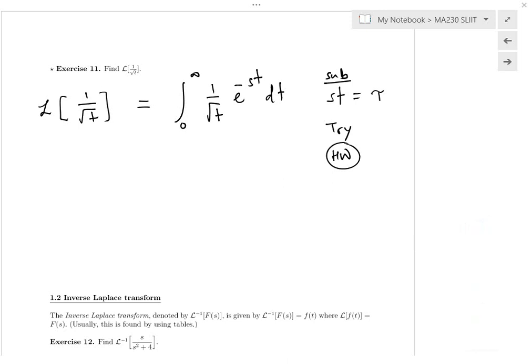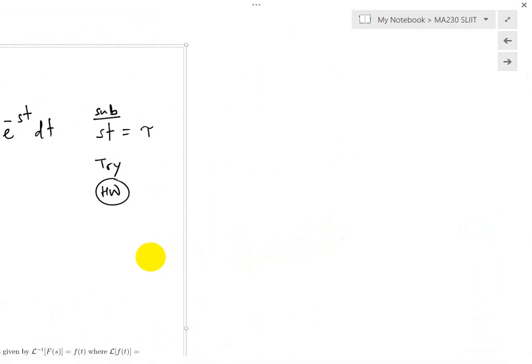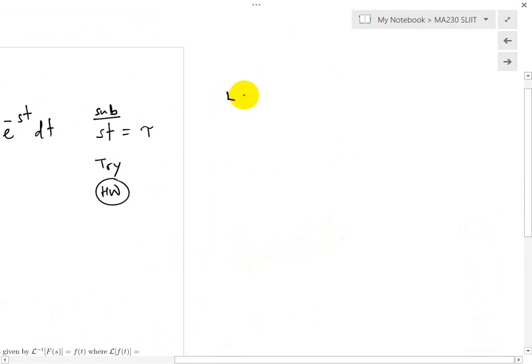Anyone did this integral, by the way? So let me just go for a quick recap. So what we did.